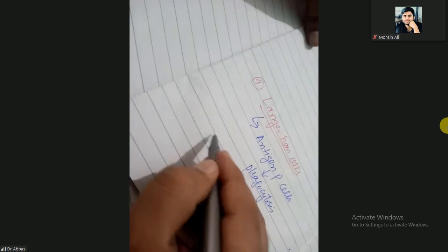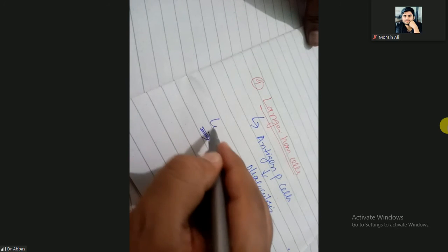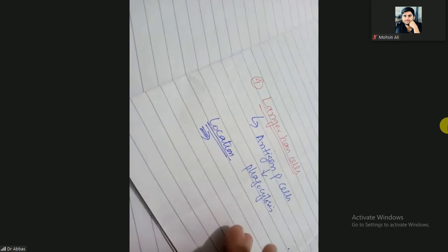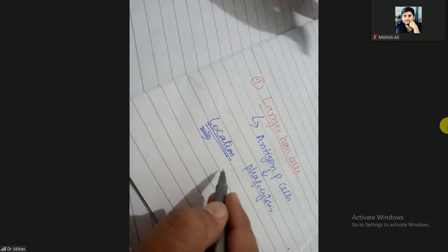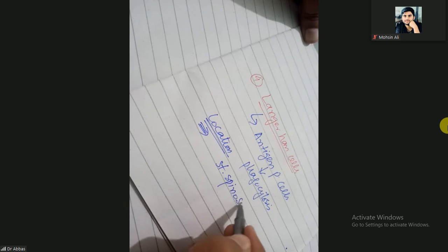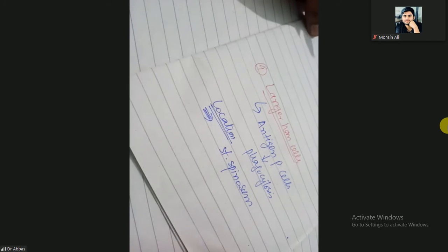And where are they present? Sorry, first their location. They are present in the stratum spinosum. Look at here, this is the stratum spinosum. So they are present in the stratum spinosum. So how do they phagocytose?